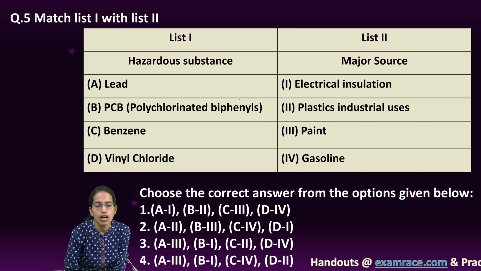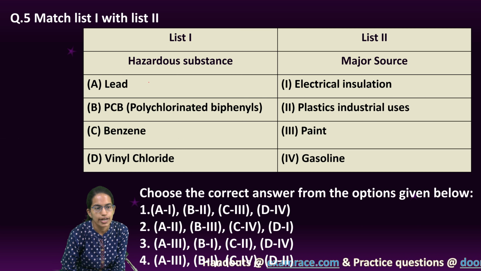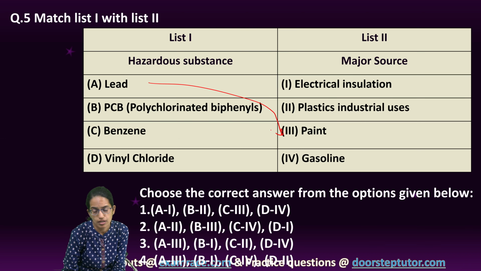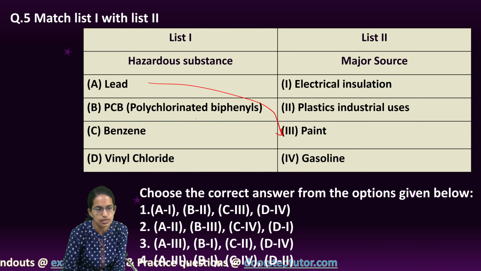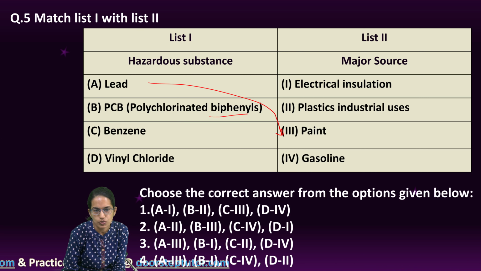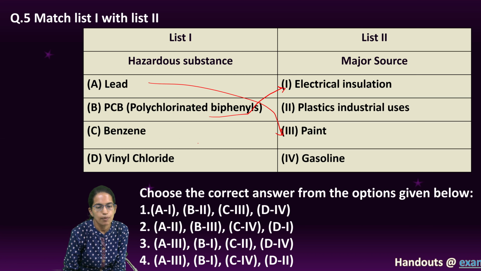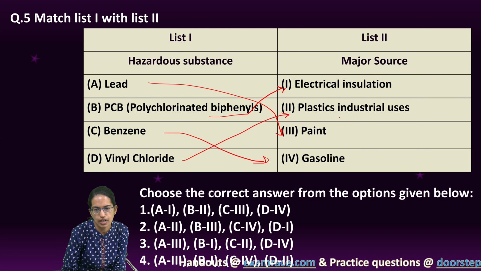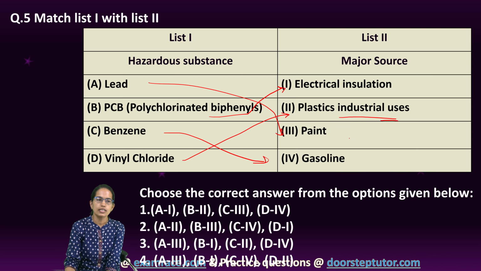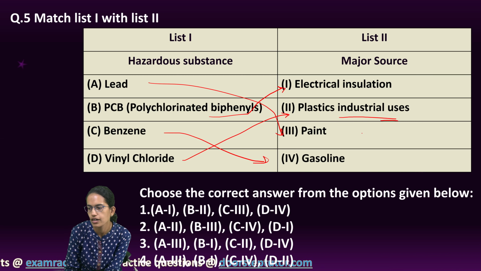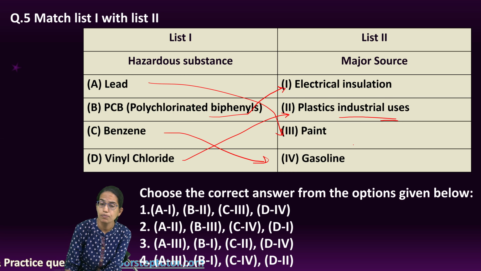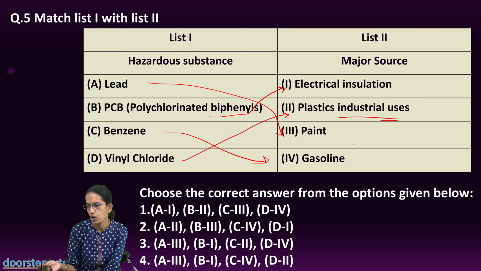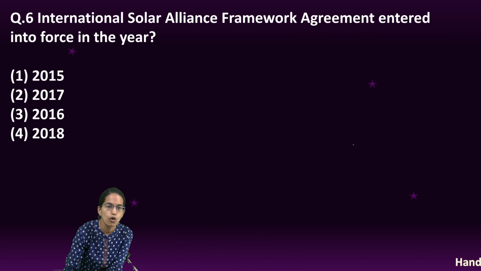Now next is match the correct list. Lead is seen in paint. The old paints actually had lead components. Polychlorinated biphenyls we have already talked about in the previous question as well. As I said, similar questions across sets. These are used for electrical insulation. Benzene is used in gasoline, and vinyl chloride for plastic industrial use. So those are the correct match for this question. Again a very important question. Benzene is also used as a feedstock, a raw material in most cases.